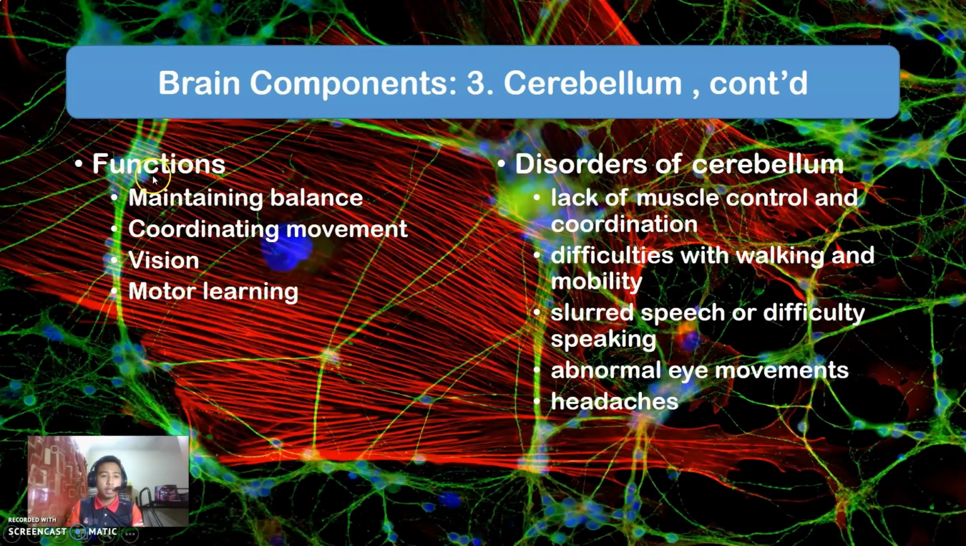This is about the function and disorders of the cerebellum. The functions of the cerebellum are maintaining balance, coordinating movement, vision, and motor learning. The next one is disorders of the cerebellum, the conditions if the cerebellum is damaged. These include lack of muscle control and coordination, difficulties with walking and mobility, slurred speech or difficulty speaking, abnormal eye movement, and headache.